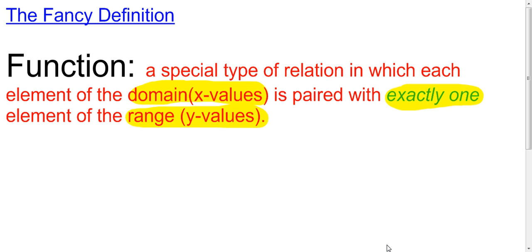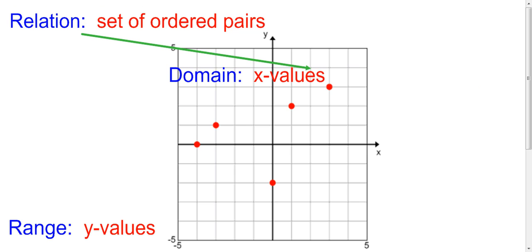But the fancy definition for a function is a special type of relation in which each element of the domain, which if you can't remember is your x values, is paired with exactly one and only one element of the range, which are your y values. So we're going to look at a couple of different ways that we can explore this definition, so hopefully you can understand it a little bit better.